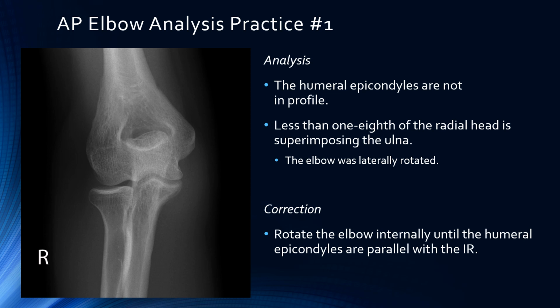Analysis. The humeral epicondyles are not in profile. Less than 1/8 of the radial head is superimposing the ulna. The elbow was laterally rotated. So for correction, rotate the elbow internally until the humeral epicondyles are parallel with the IR.